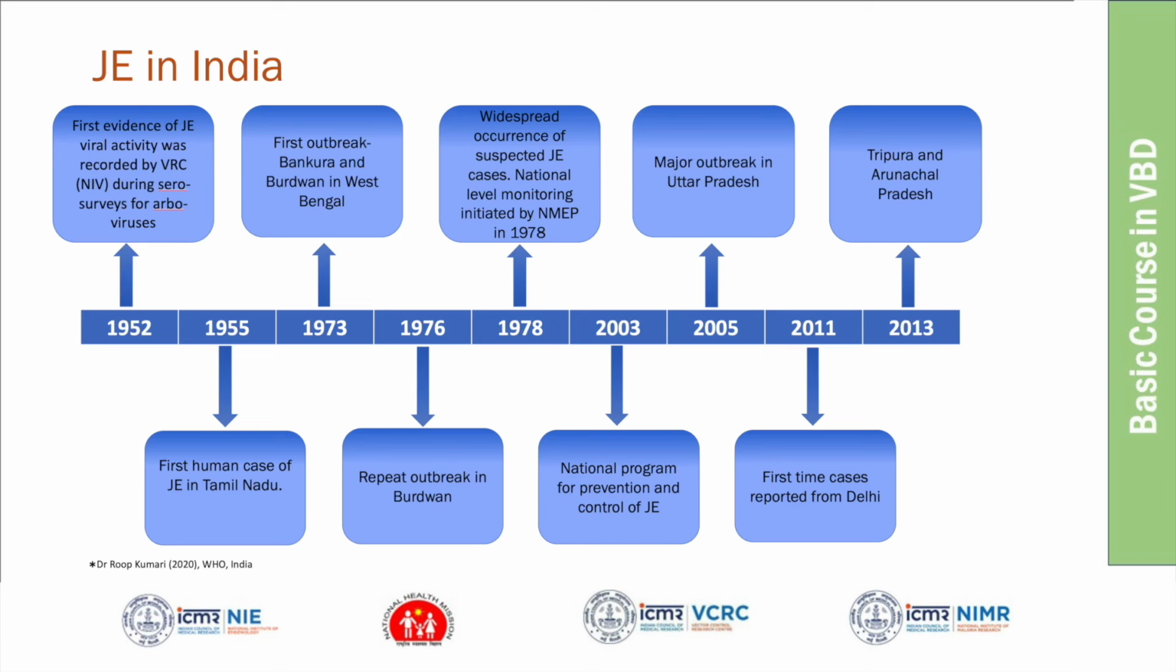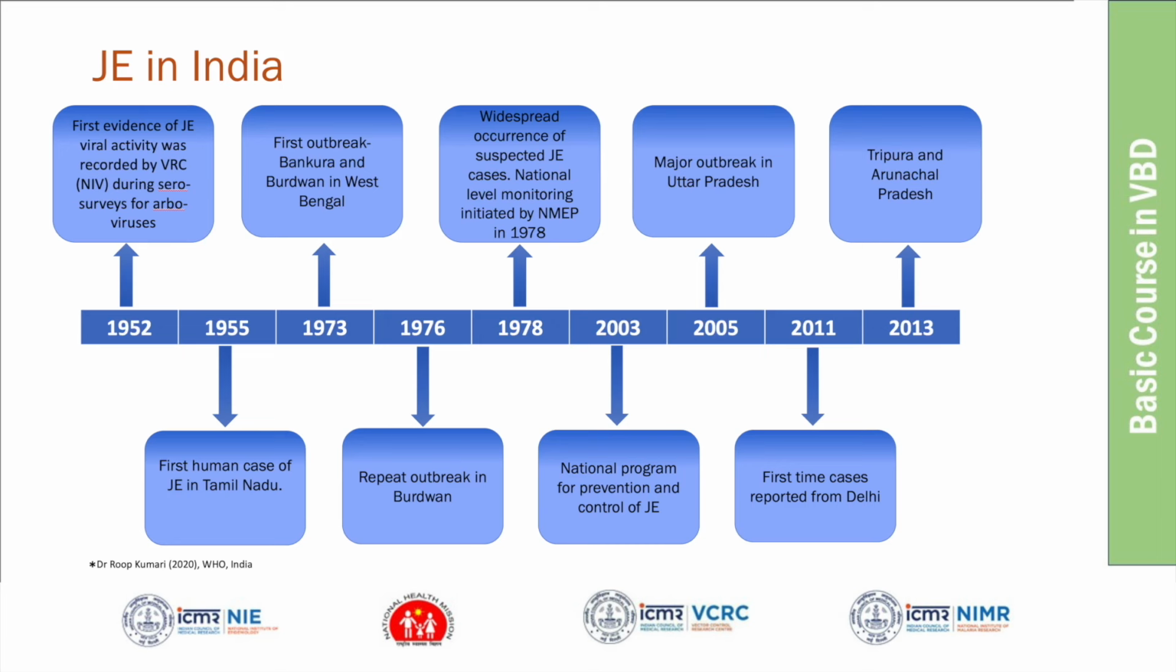And considering the case load, in 1978, the National Malaria Eradication Program was given an additional charge to monitor JE in the country. And in 2003, we had a separate vertical program for JE, the National Program for Prevention and Control of JE. And in 2005, the Gorakhpur region, the eastern part of Uttar Pradesh, experienced a very severe outbreak, which made us introduce JE vaccination in the country.